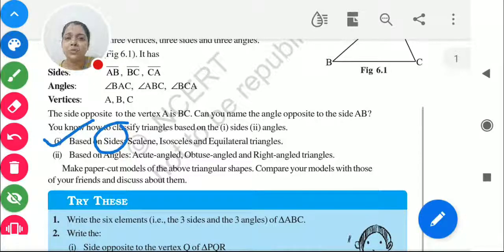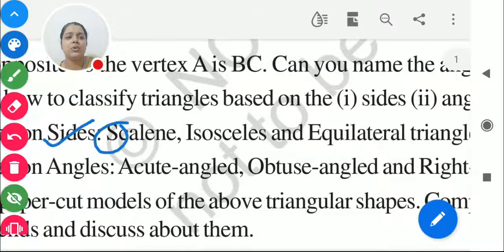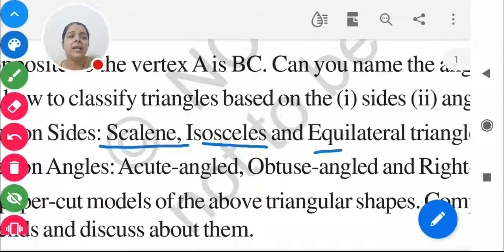So it is having 3. Which 3? You just see here, we have the scalene, isosceles and equilateral. So what does it mean by scalene, isosceles and equilateral? You just see, equilateral means all equal, right? The name only says equilateral means all equal.